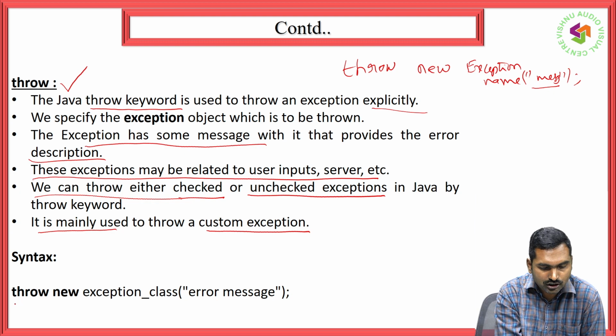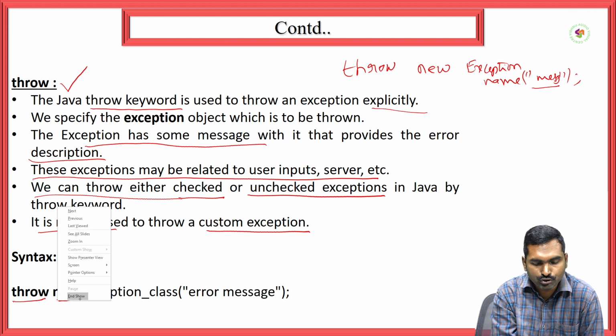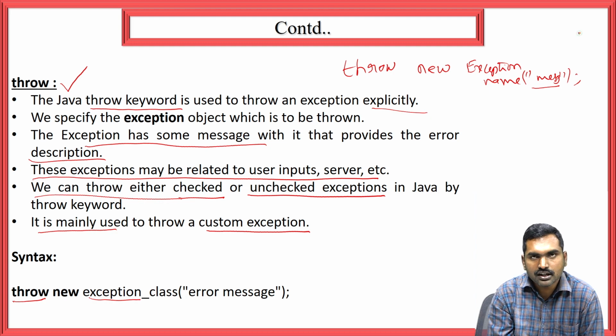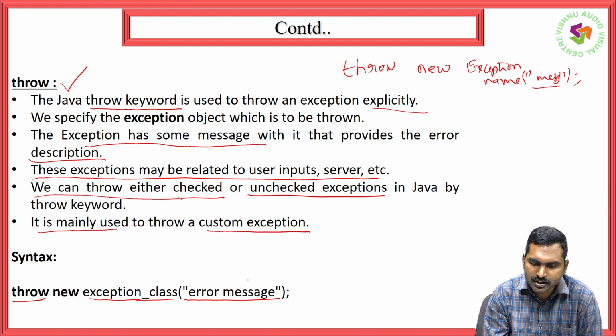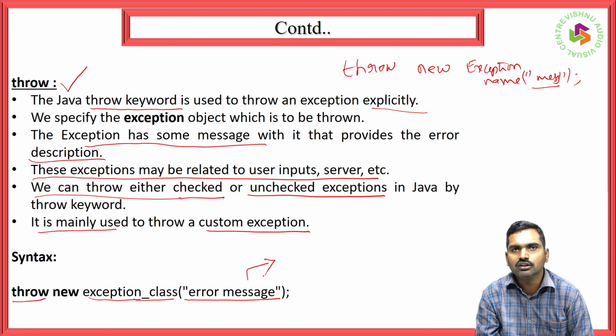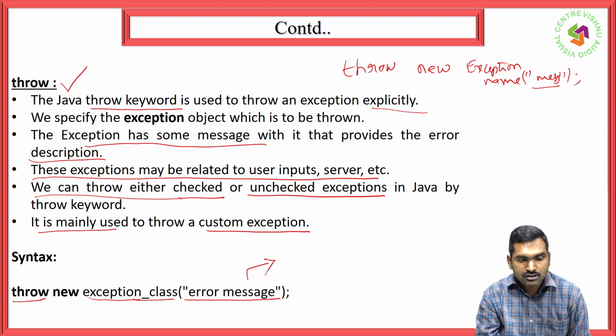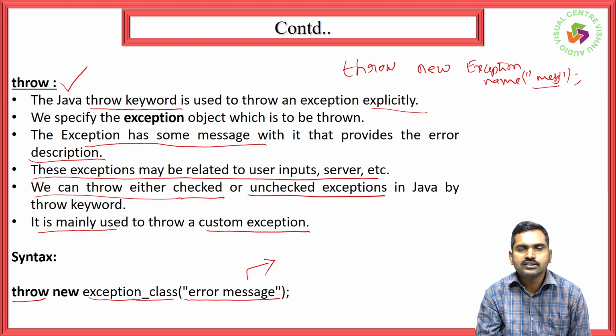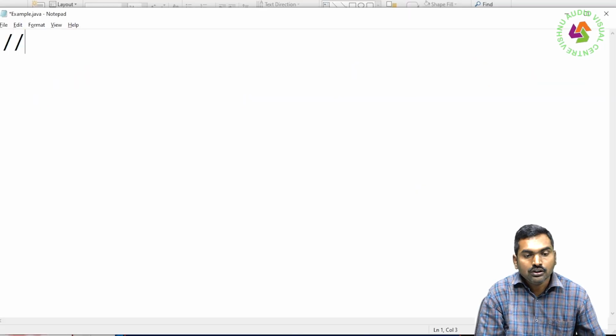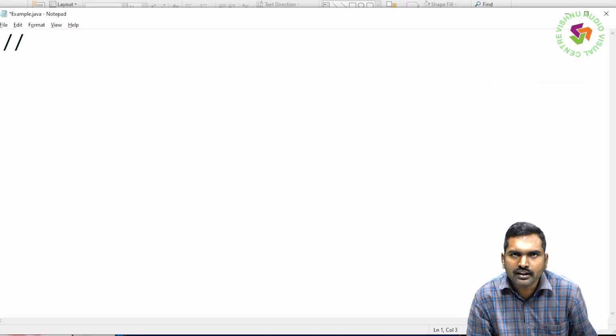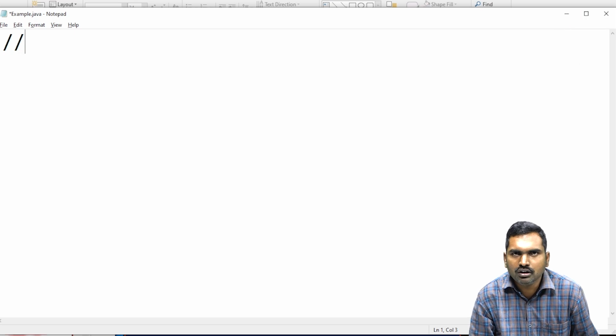So the syntax is throw space new exception class or exception name and error message. This error message must describe the type of error. So this is about throw. So we discussed try, catch, finally, throw, throws. Now we'll see an example. The example is: read any two integers through keyboard and perform the division operation.